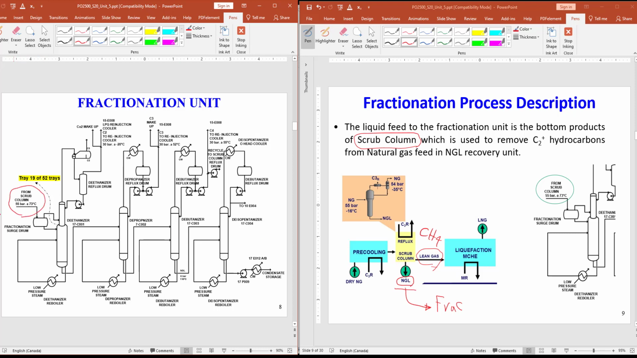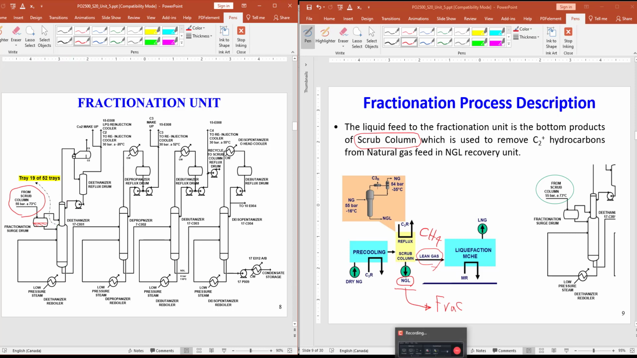This is from the bottom of a scrub column, at pressure 55 bar and temperature 73 degrees C. We send it to a drum. We call it a surge drum or surge vessel because it might be two-phase, or it might be in liquid phase, or it might contain some vapor. In the surge drum, we can separate vapor from the liquid, and then we send it to the de-ethanizer column.